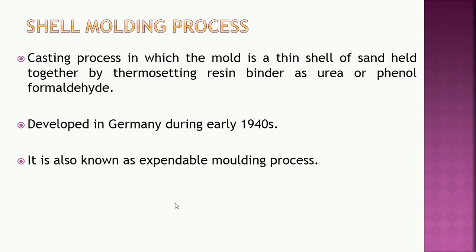And for a non-expandable casting process, while removing the casting from the mold cavity, it is not necessary to break the mold. Non-expandable casting process is also called a permanent mold casting process, because the mold is used many times before it is discarded. By using a single mold, we can manufacture 10,000, 15,000 castings. But for expandable mold casting, each time you have to break the mold and prepare a new mold for carrying out the casting process. The shell molding process is an expandable molding process like the green sand molding process.